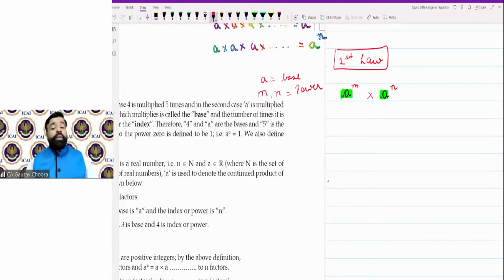What will we call m or n? Powers. Powers is also known as index. So m and n are known as power or index. So when the base is same, then what will be the result? The result will be a to the power of m plus n. This is the first law. A to the power of m multiplied by a to the power of n, then the powers will get added.